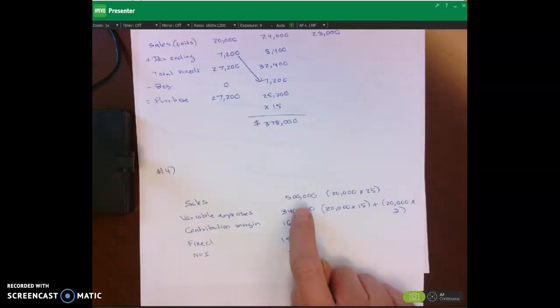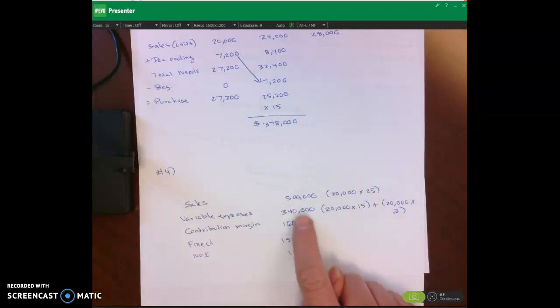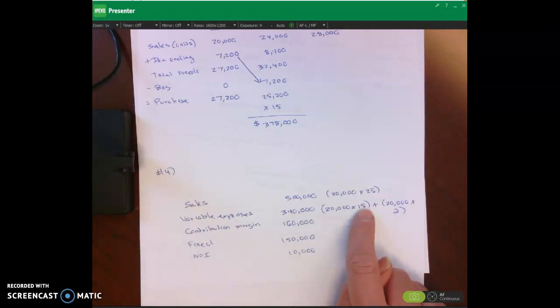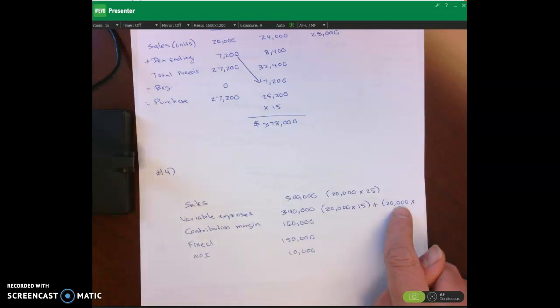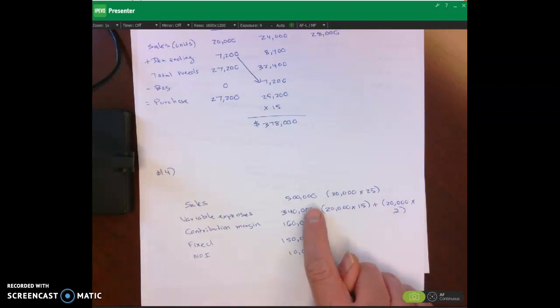Hello and welcome back. So you have your sales. You should have gotten $500,000, the 20,000 times the $25 per unit. Variable expenses, the 20,000 times the 15, which is the cost per unit you purchased from the supplier, plus the variable expenses per unit of $2 gives you $340. You subtract those two, you get contribution margin of $160.